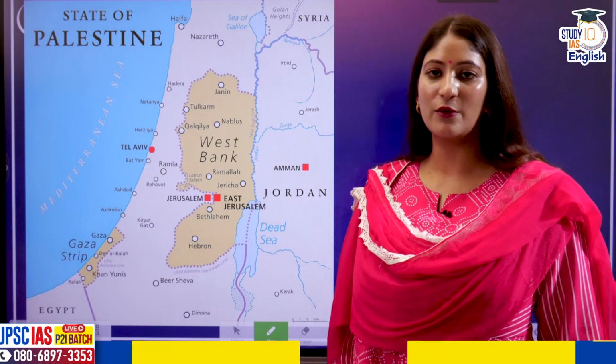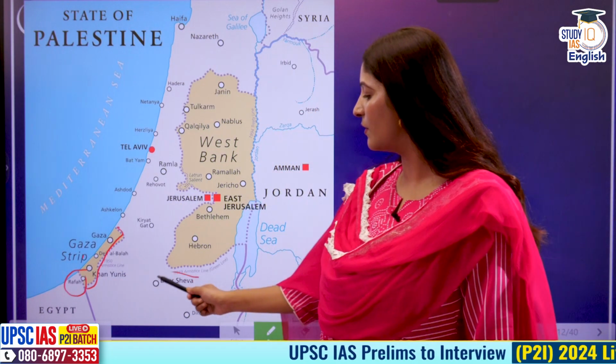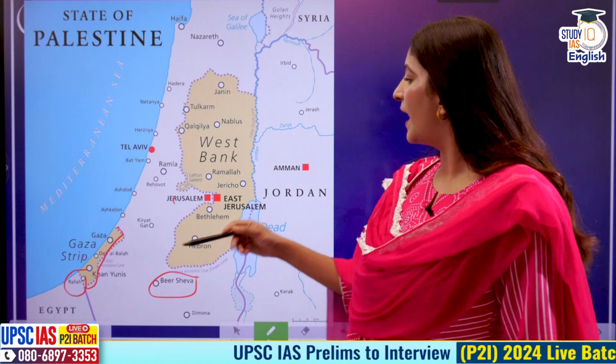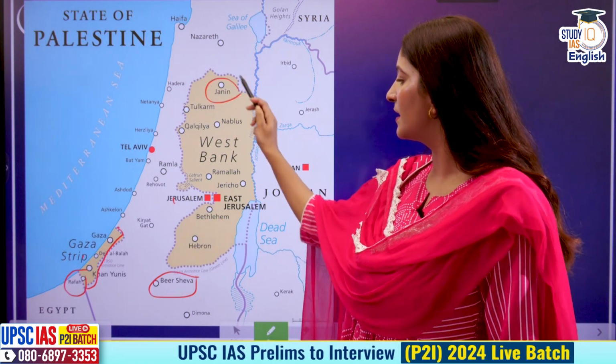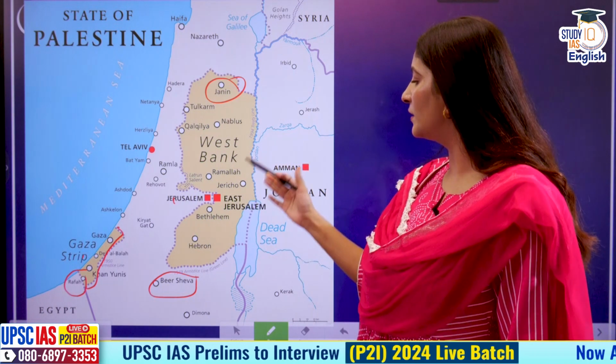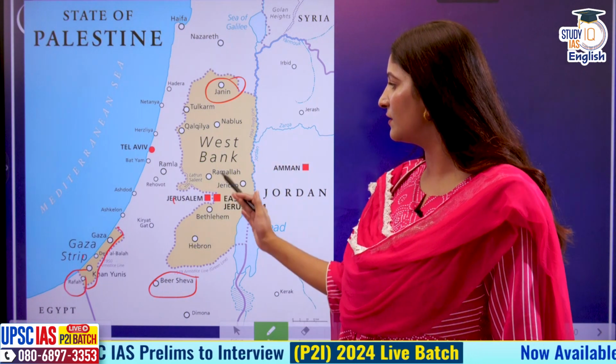See, this map is going to show us that. See, here is Rafah, which is in the Gaza Strip. Here is the Gaza Strip. And we have Beersheba, which is in Israel. And finally, Jenin is in Palestine, West Bank. Or this can be known as Palestine, of course.